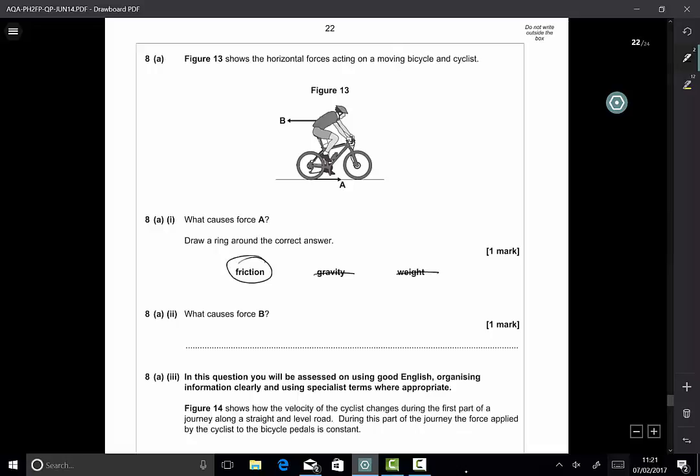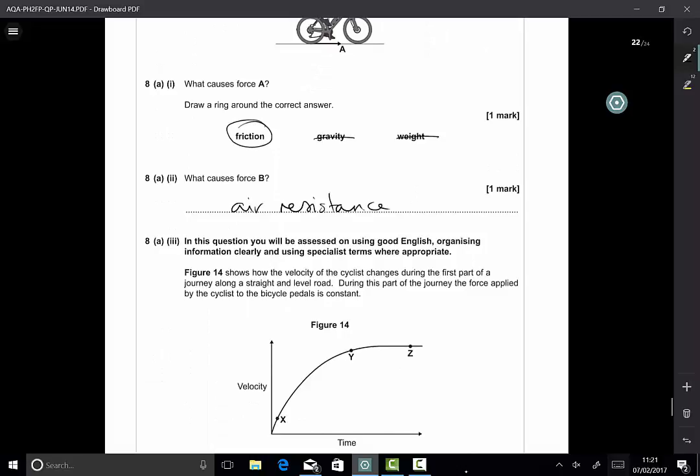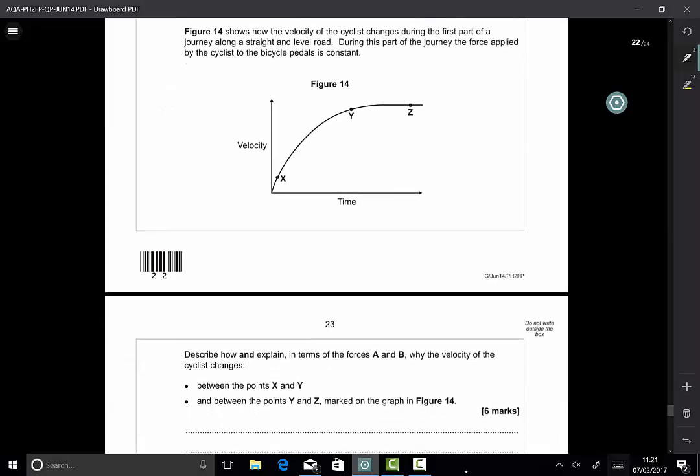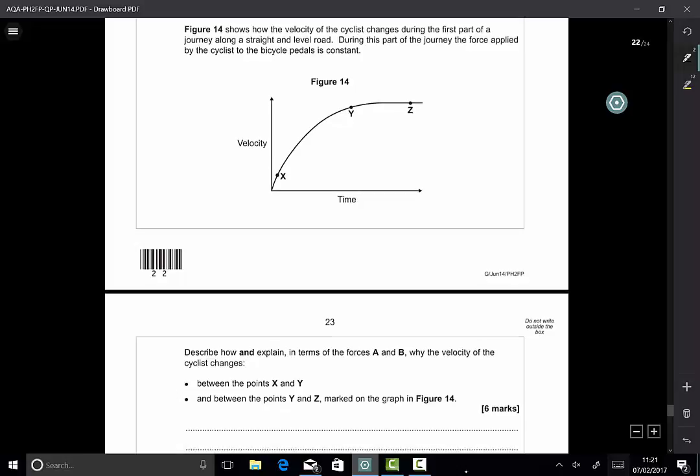What causes force B? That's a simpler one. That's going to be air resistance. Okay, this is our 6 marker looking at our spelling, punctuation and grammar, so we need to be careful here. Figure 14 shows how the velocity changes during the first part of a journey along a straight and level road. The force applied to the pedals is constant, so our forward force is going to be constant. Describe and explain, in terms of forces A and B, why the velocity of the cyclist changes between points X and Y and between points Y and Z.